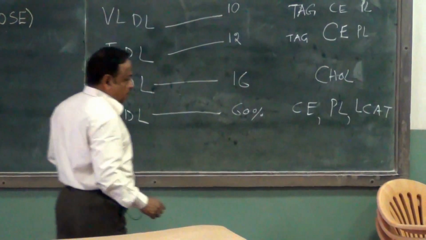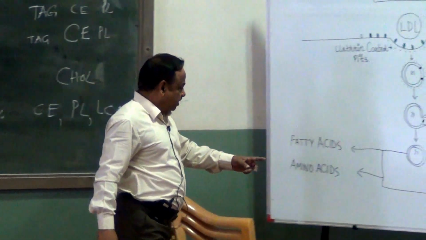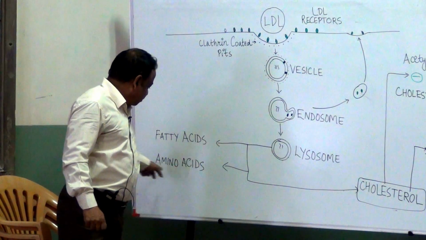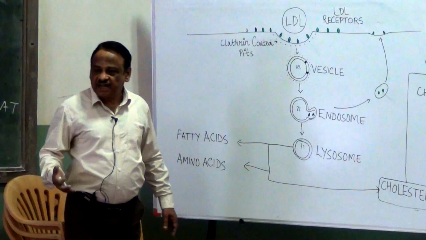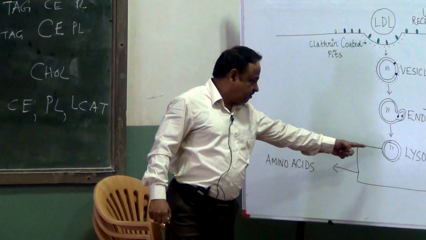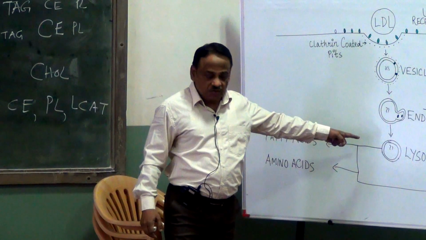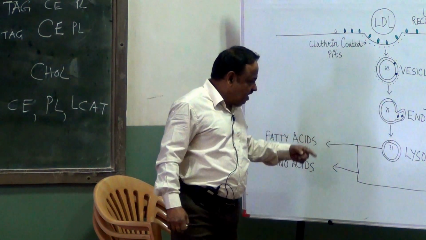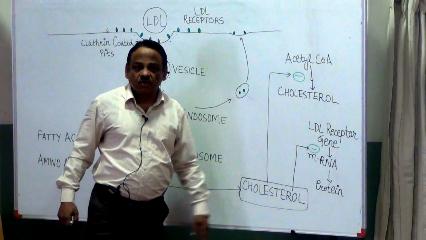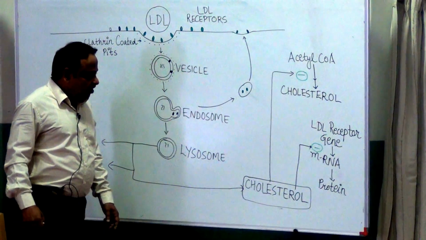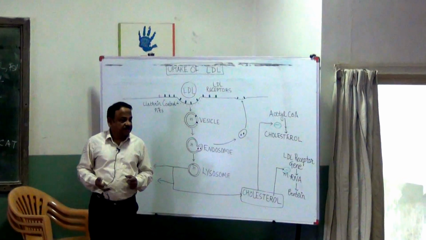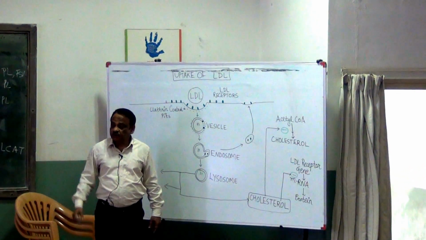So the lysosomal enzymes, especially the proteases, act on the apoprotein B100 to hydrolyze it. When proteins are hydrolyzed, what do you get? Amino acids. A bit of triglyceride may be remaining, and that will be hydrolyzed to fatty acids. The major portion will be cholesterol. Now cholesterol can be either re-esterified and stored for future use.